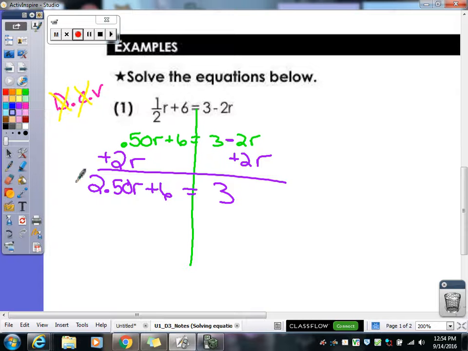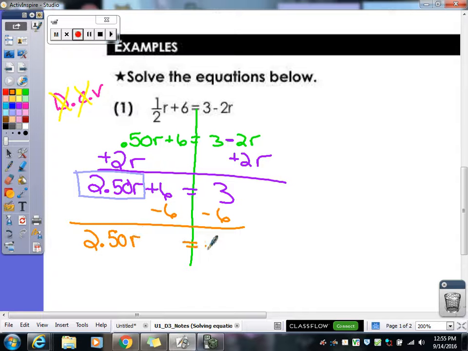When I tutor kids, when I work with kids one-on-one, I always say, box in your variable so that you know I got to get that by itself. And whatever else is left is what I've got to move. So what's left on the outside of this box is plus 6. The opposite of plus 6 is minus 6. So I got 2.50 R equals -3.